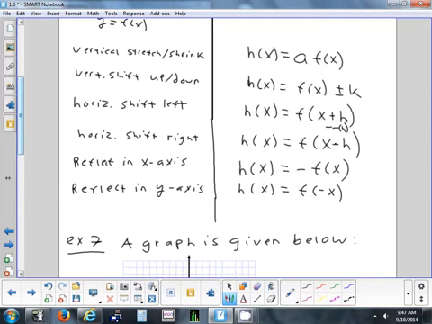Reflecting in the x-axis, that's when you put a negative in front of the entire function. Reflecting in the y-axis, that's what I just did with you. Change your x values to negative x's. So the difference between the last two is something like this. Let's say I did the square root of x, that's your basic function. That would be reflected over the x-axis if you put the negative in front. This would be reflected over the y-axis if I put the negative inside.